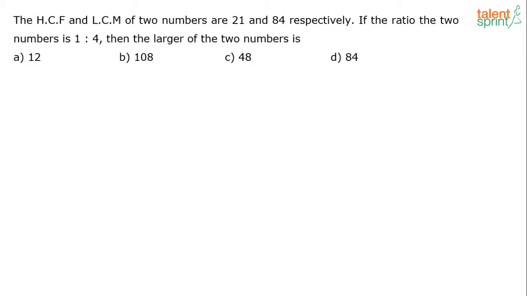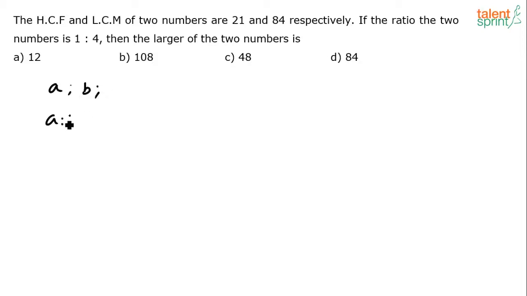Okay, 84? So all of you have got the answer 84. Let me take this up. The HCF and LCM of two numbers are 21 and 84 respectively. If the ratio of the two numbers is 1:4, then the larger of the two numbers is? So basically it's talking about two numbers. Let's say the numbers are A and B.